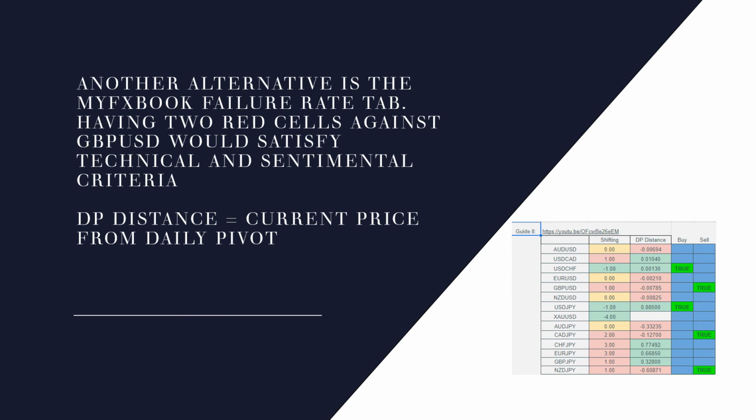So you can have a look at the MyFXBook failure rate tab, and what you'd want to try and do is identify the particular trade you're interested in, and just ensure that it has two red cells. If it has a mismatch, don't enter, and wait for the cells to align. Okay, so that's one use case scenario for that.